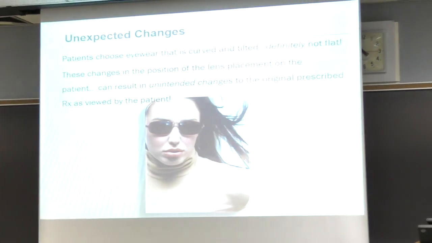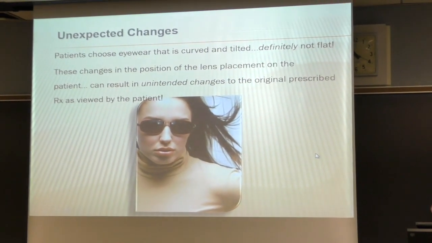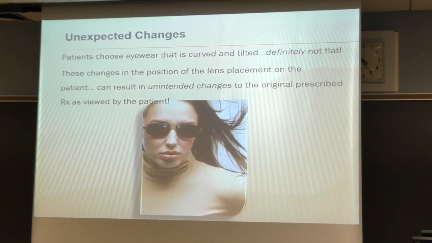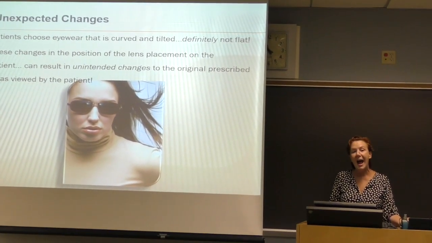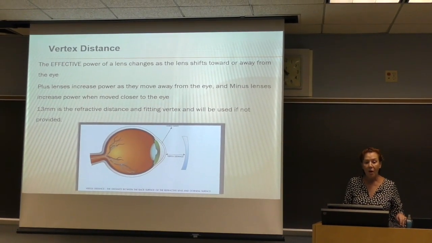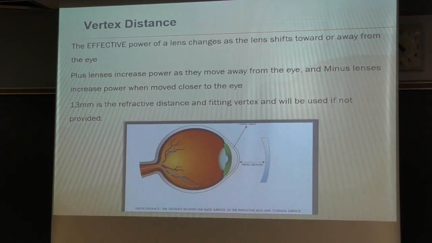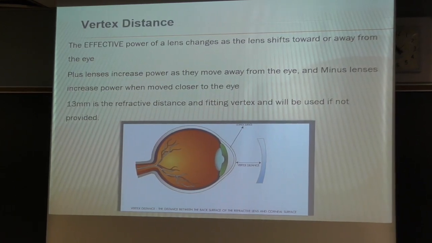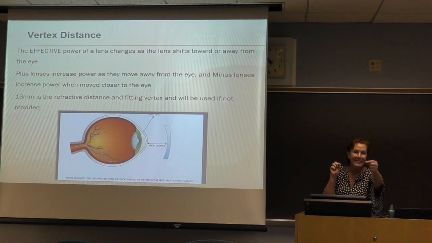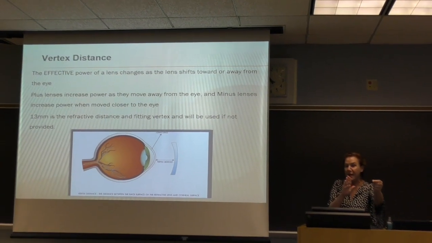In addition, patients choose eyewear that is curved and tilted, definitely not flat. And this results in unintended changes to the original prescribed prescription as viewed by the patient. And that requires compensation. We know that with vertex distance, the effective power of a lens changes as the lens shifts toward or away from the eye. We sell lenses with focal points and focal lengths. And when we shift the lens, the focal point shifts as well.